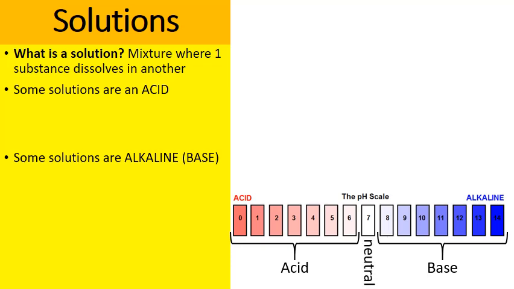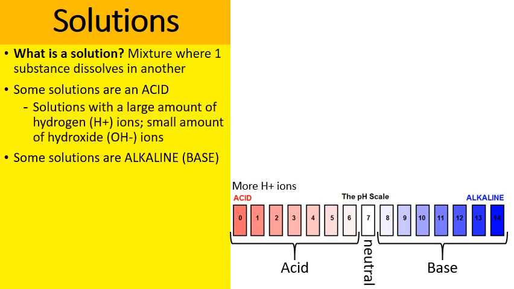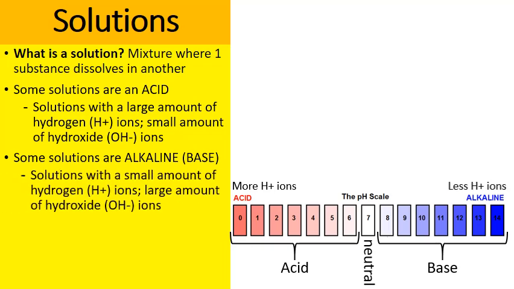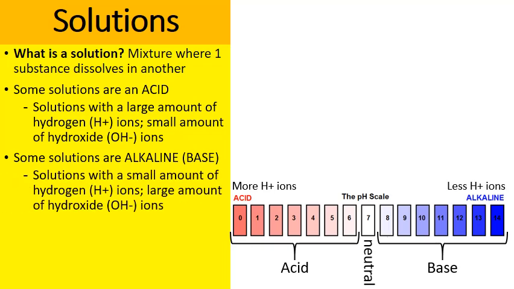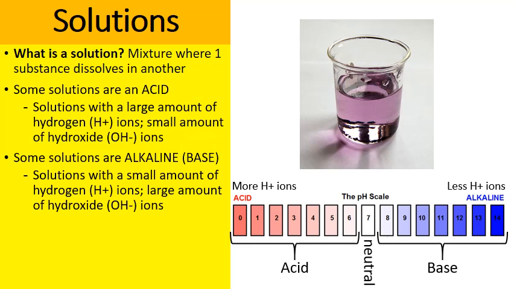Well, what does it mean to be an acid? Well, it's a solution with a large amount of hydrogen ions and a small amount of hydroxide ions. And a base is really just the opposite. An alkaline or a base is a solution with a small amount of hydrogen ions and a large amount of hydroxide ions.